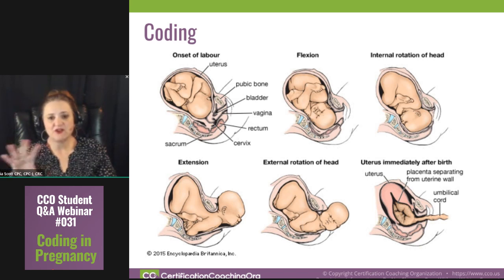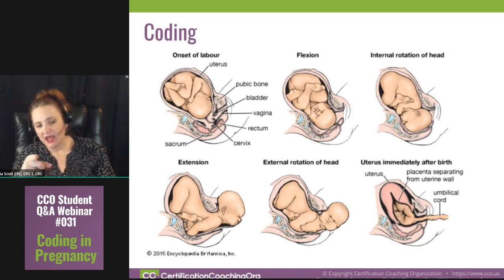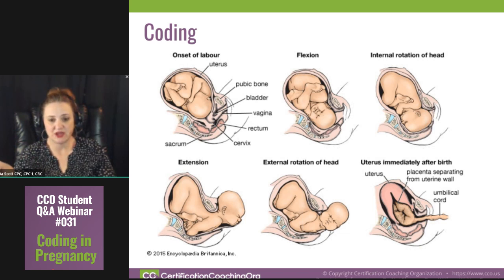So let's say everything looks good. You go into that flexion state, and then all of a sudden you get bright red blood, and you see the placenta start to come out instead of the baby's head. That's bad. That can result in hemorrhaging, and a lot of times that'll result in you having a C-section. So it's called placenta previa.